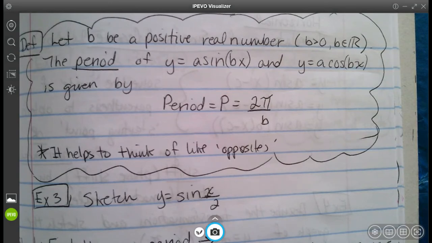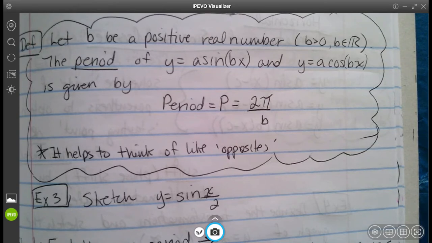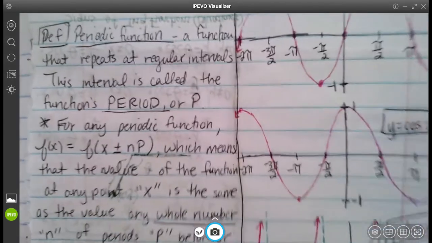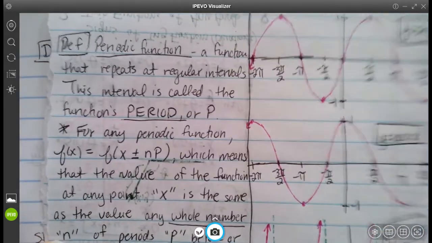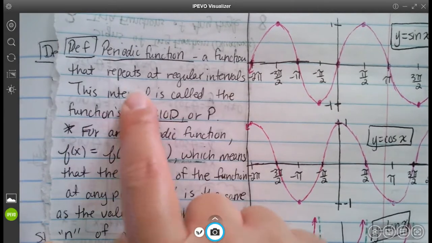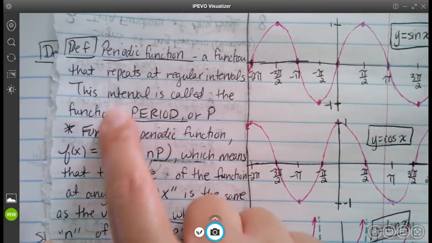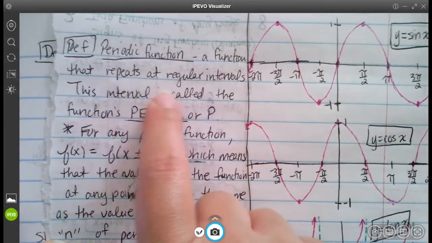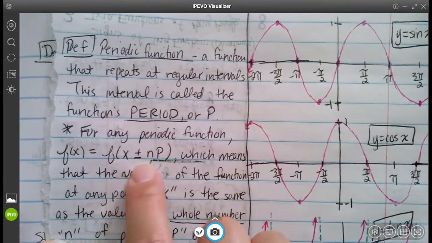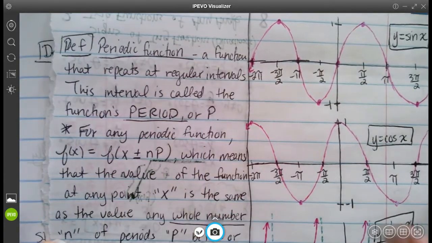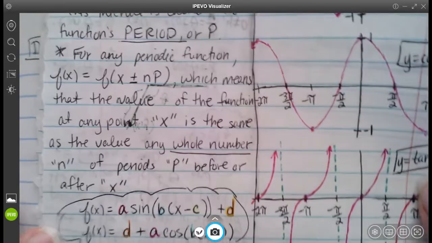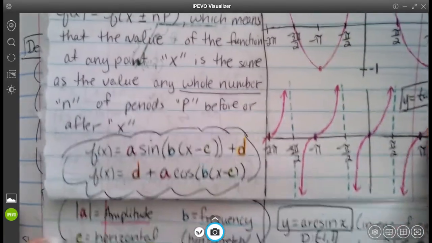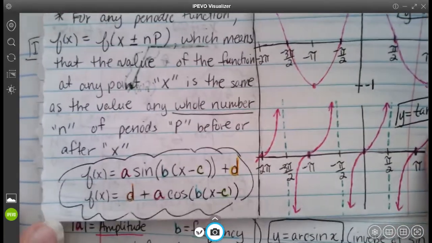So far both of the ones that we've done, sine and cosine, have a period of 2 pi. And if you look at your foldable here, we talk a little bit about that. It says this interval is called the function's period. Basically, it's where it repeats at regular intervals. So we can get it by using the following. I'm not going to read all this to you. You can probably read it, but that's where it comes from.